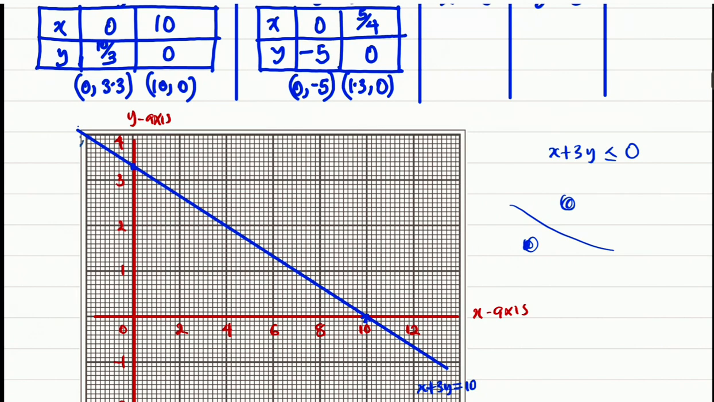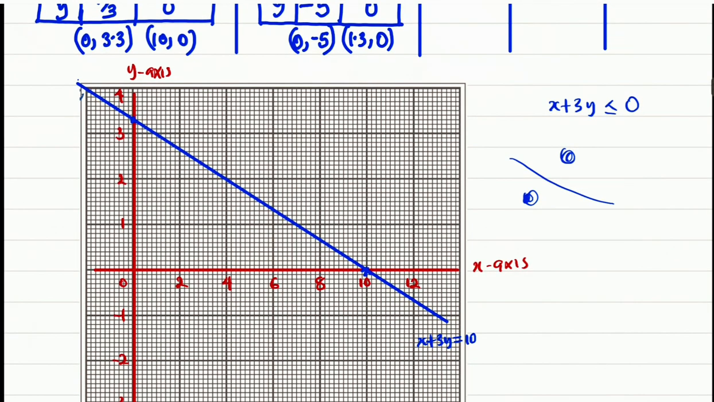Now I'm going to pick the origin, which is 0, 0 to test. Now if I pick the origin, it means that x is equal to 0, y is equal to 0. So it's going to be 0 plus 3 into 0 less than 10. Okay, is it actually less than 10?